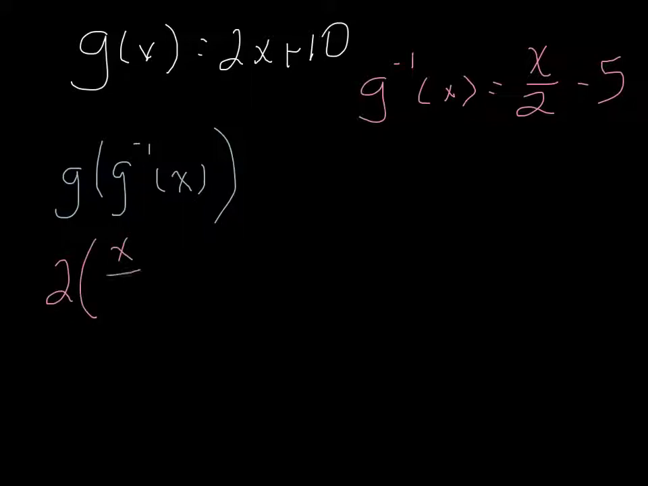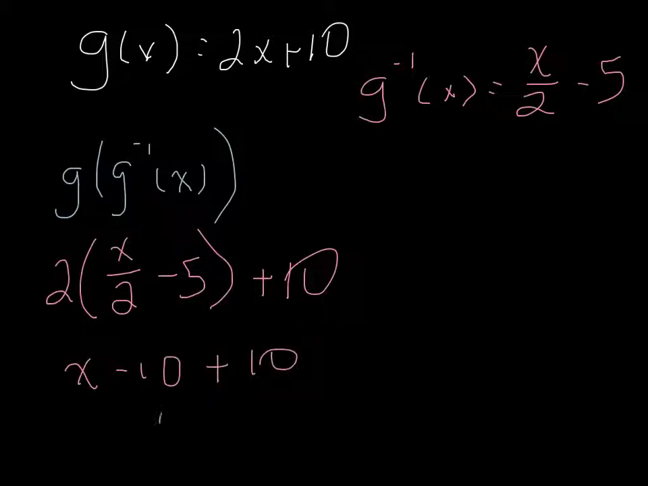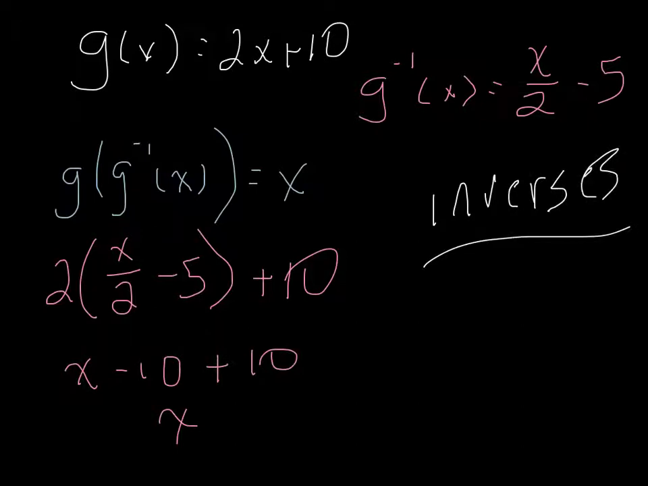plugging in the inverse of g in for the x in the g function, I get x minus 10 plus 10, which is just x. So going back, my input was x, my output is also x. Thus, these two functions must be inverses of each other. That saves me from having to hope that I did the problem correctly and knowing that my teacher is going to mark that right.